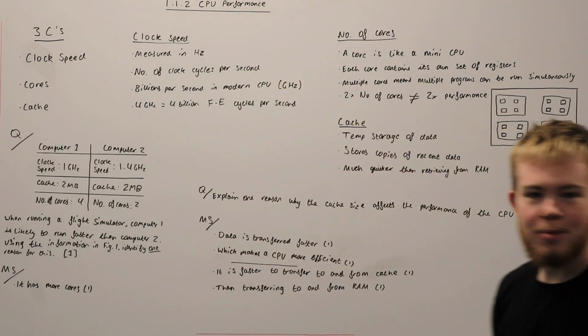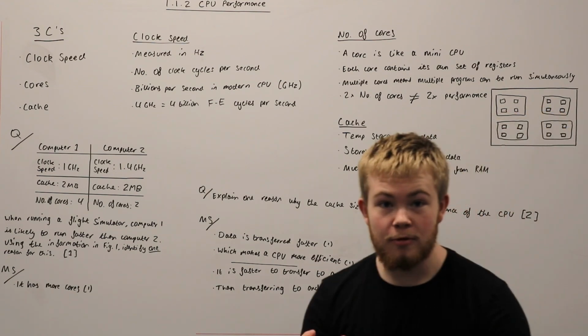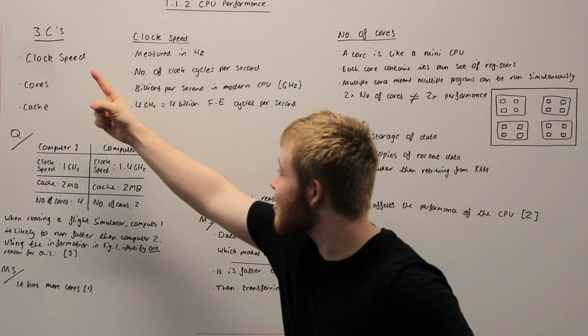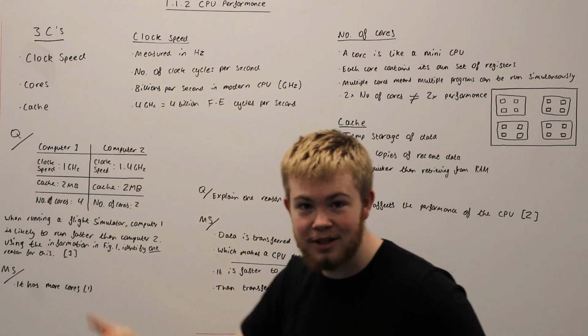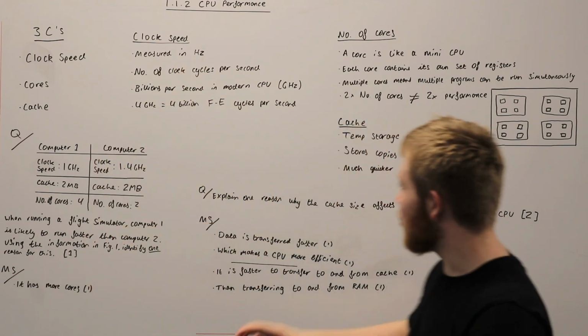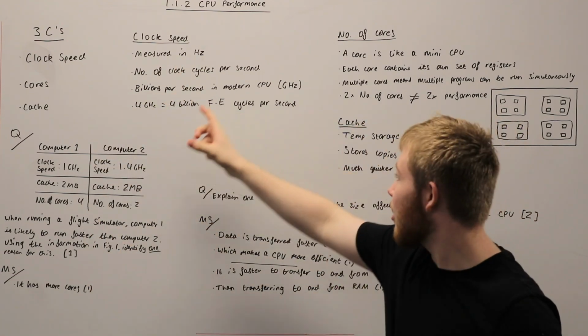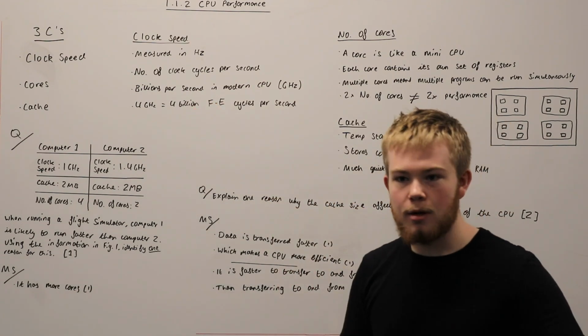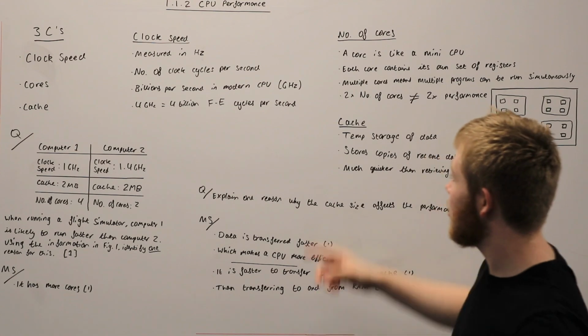1.1.2, CPU performance. CPU performance, for all you need to know at GCSE, is three things. It's the three C's: clock speed, cores, cache. Remember that. So, clock speed is measured in hertz. It's the number of clock cycles per second, so the number of fetch decode execute cycles per second.